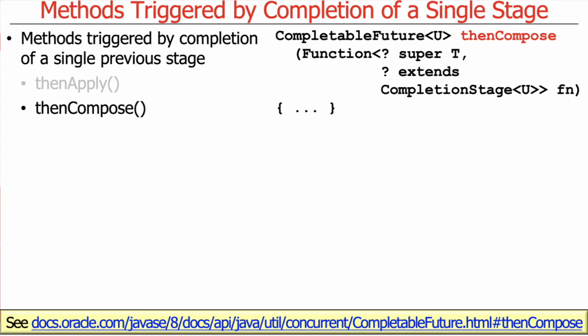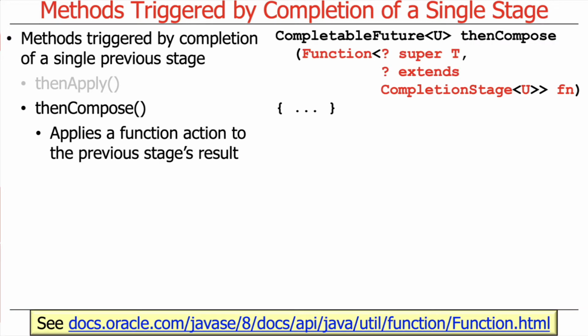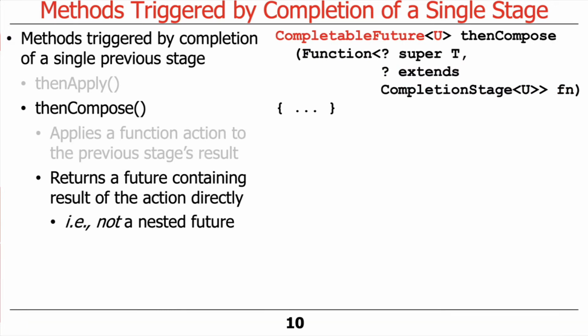ThenCompose, at first glance, looks very similar to thenApply. It takes a function, and that function is applied to the previous stage's result. That's pretty much identical to what we had with thenApply. And it returns a completable future. Well, gosh, that looks almost identical in terms of the signature to thenApply. But there's a very important difference. The completable future that's returned from thenCompose contains the results of the action directly rather than a nested completable future.